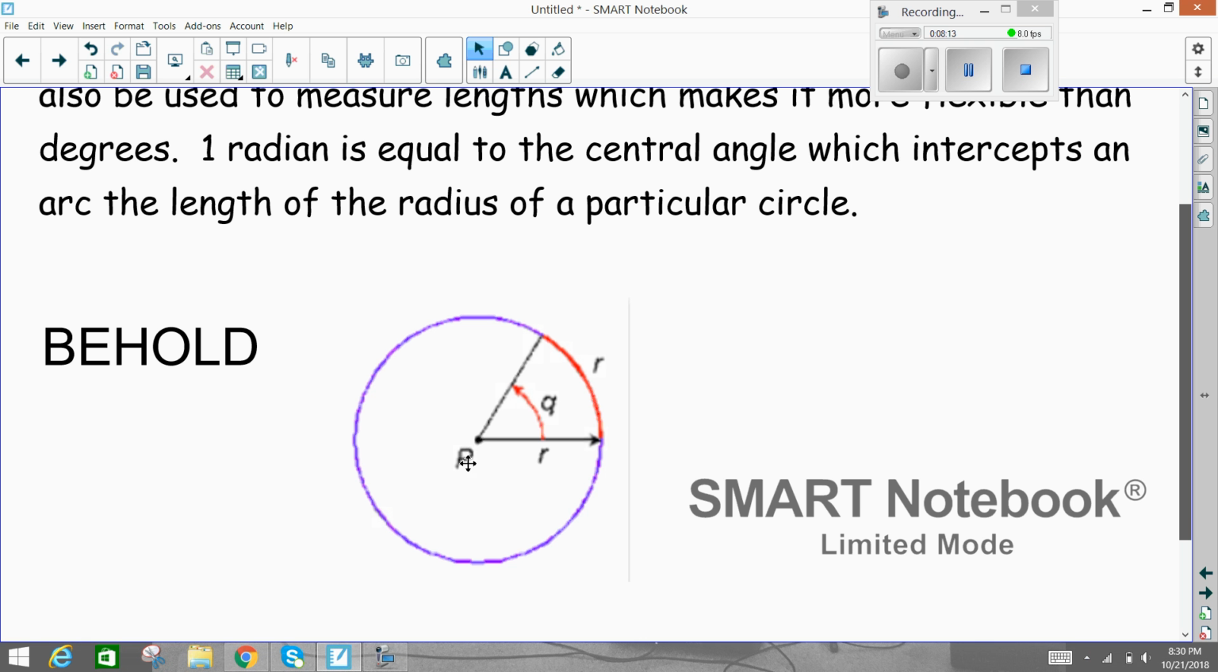So here's my angle, here's my central angle. And what I do is I take my radius, which is that leg there, and if I put it on the edge of the circle like that, so that that arc is the length of the radius, then this angle is 1 radian.